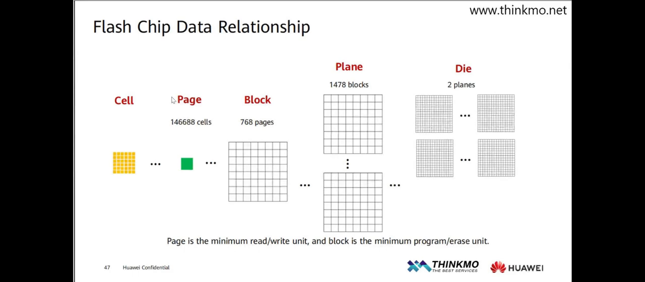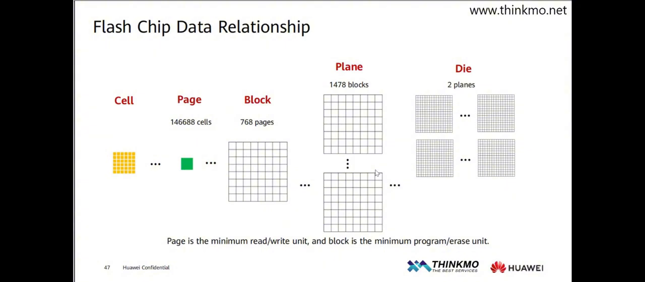Going up one level, 1478 blocks can form a plane. A complete flash chip is mainly composed of two areas. One area stores blocks with odd numbers, and the other stores blocks with even numbers. In the end, there are two planes, which are combined to form a whole. One records odd numbers, and the other records even numbers, divided into two parts.